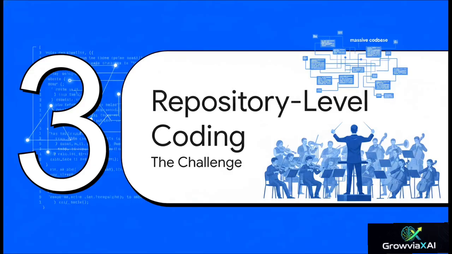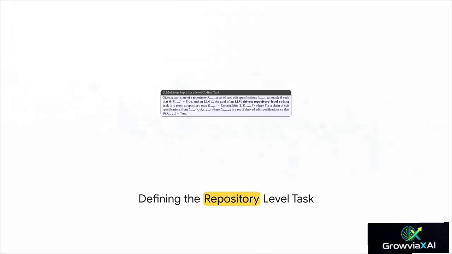Let's zoom out a bit. Section 3, the repository level challenge. Think of it like an orchestra. An AI fixing one single function, well, that's like a solo musician playing their part beautifully. But updating an entire repository, that requires a conductor.